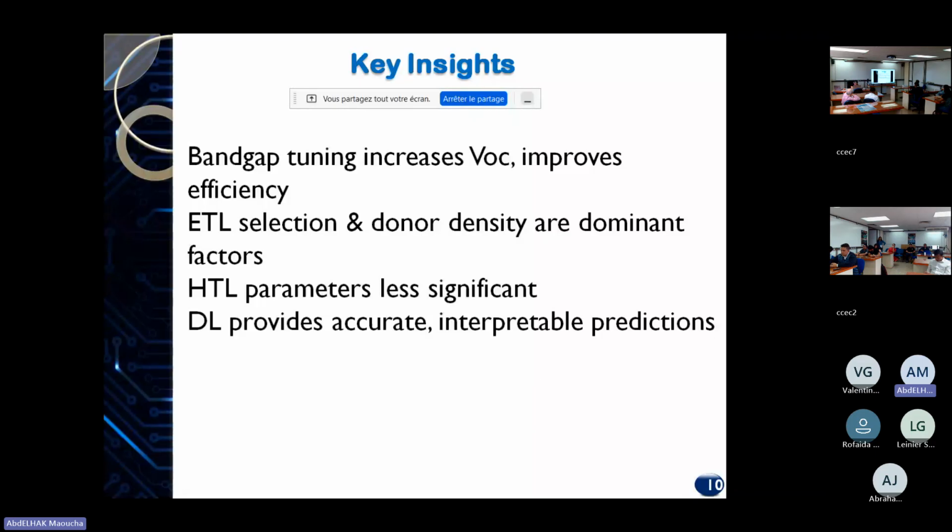From the results, we can draw several insights. First, band gap tuning is crucial as it directly affects VOC and overall efficiency. Second, the ETL thickness and its donor concentration are the most critical design factors. Third, while HTL does have an effect, it is less influential compared to the ETL. And finally, the deep learning model provides both accurate predictions and explainability, making it a valuable tool for device design.